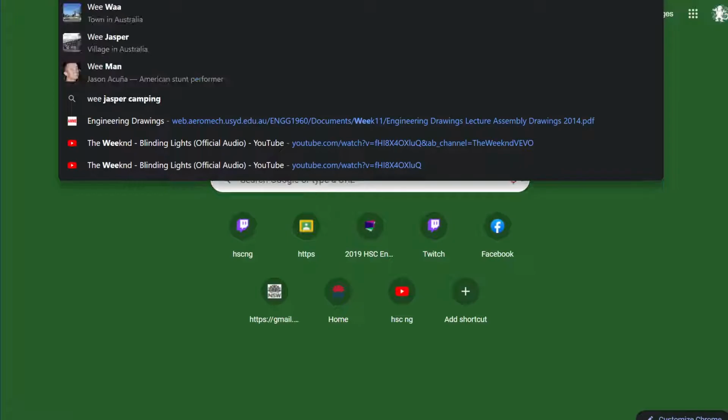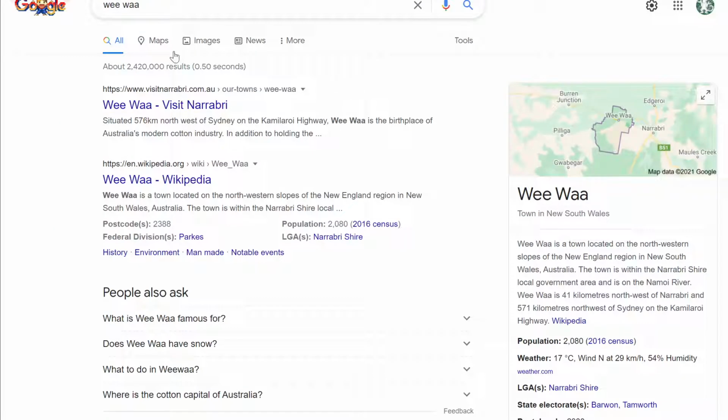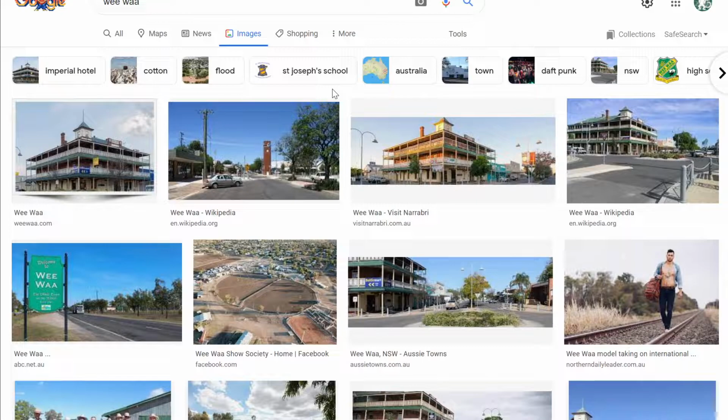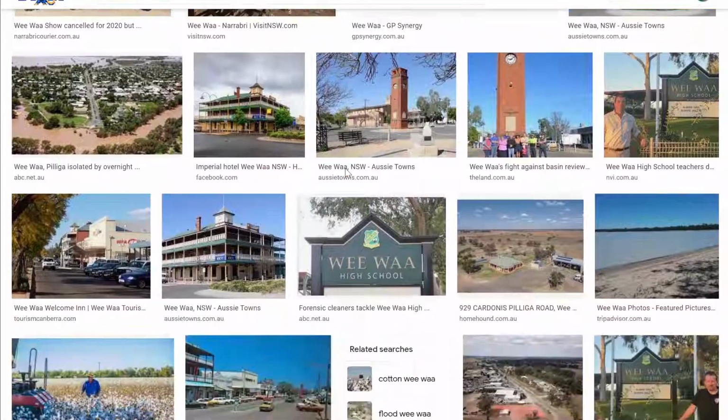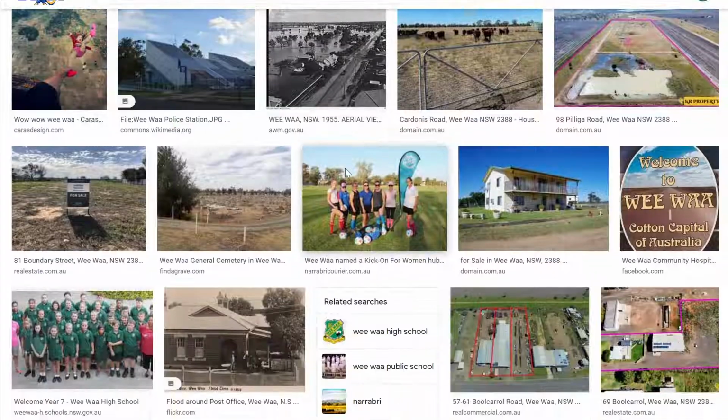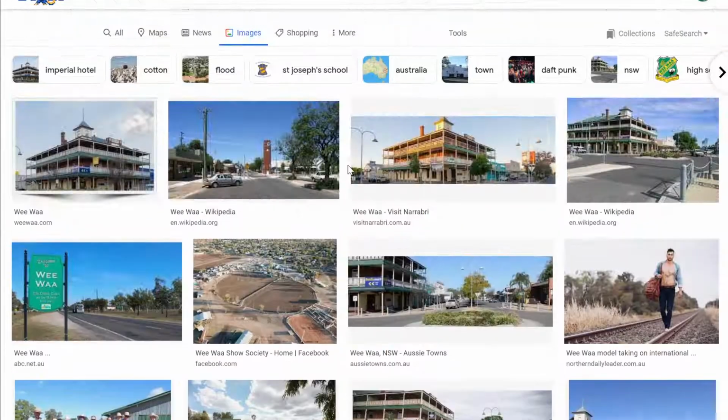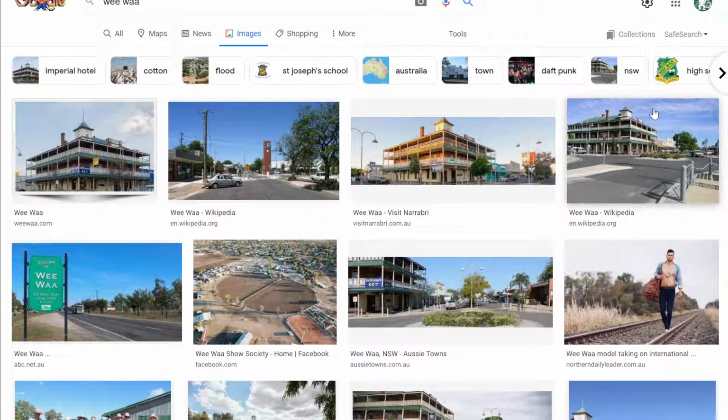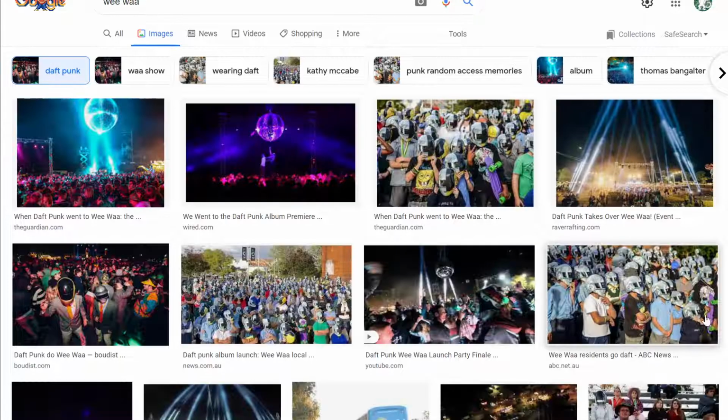Wee Waa is mostly famous for Daft Punk. I'm surprised that when I looked it up, it didn't show Daft Punk without me having to type it in there. Oh, there we go. Daft Punk. Anyway, it is not a big city.